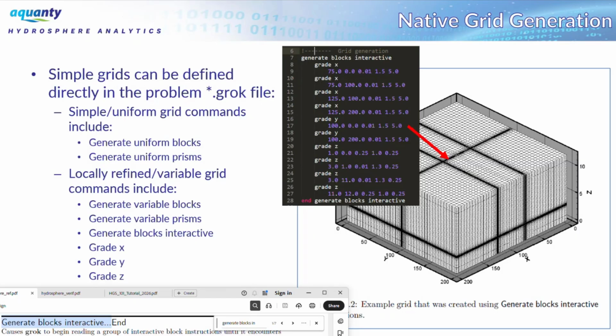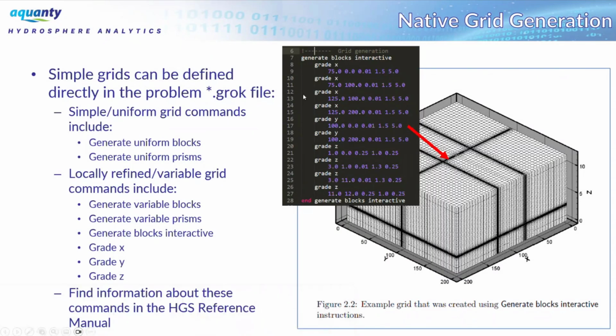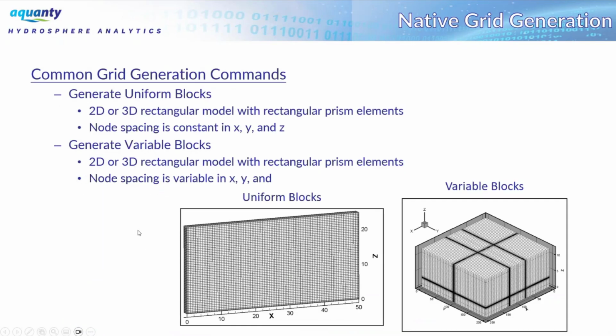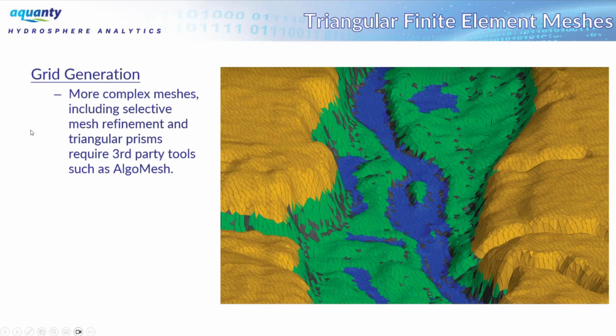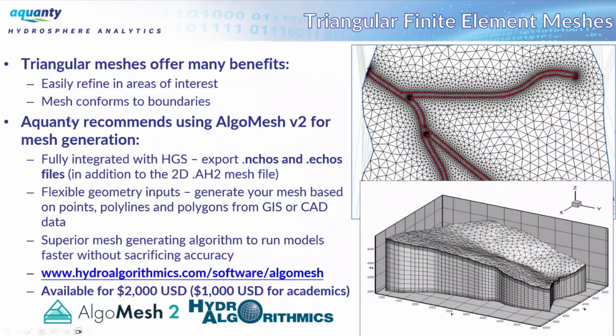So this is slightly more complex, but in the grand scheme of things, still an example of a pretty simple grid in the world of HGS. It's defined entirely locally without the need for any exterior or third-party software. So these are common, simple grid generation commands. But more often than not, more complex meshes will require third-party tools. So we do recommend AlgoMesh.